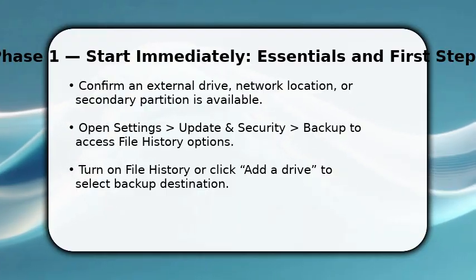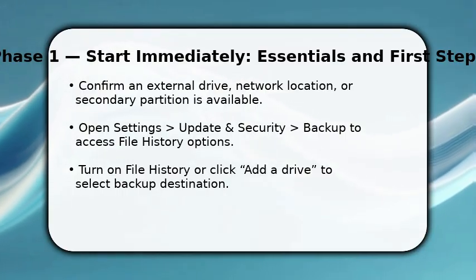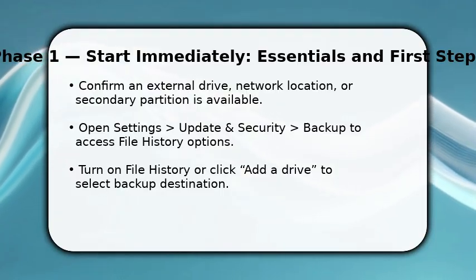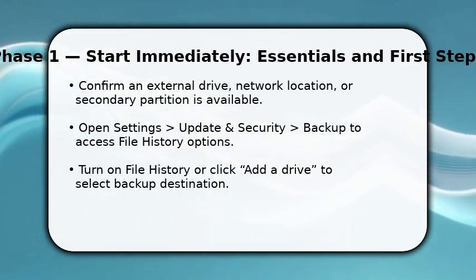You start with a ready backup destination, plug in an external drive, or confirm a network share. Once done, open Settings, choose Update and Security, then Backup. Make sure you're in the File History area. Click Add a Drive if none is selected, and pick the target.